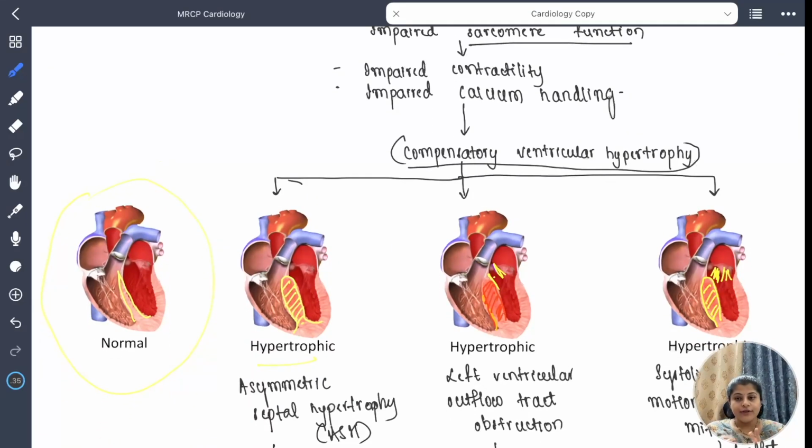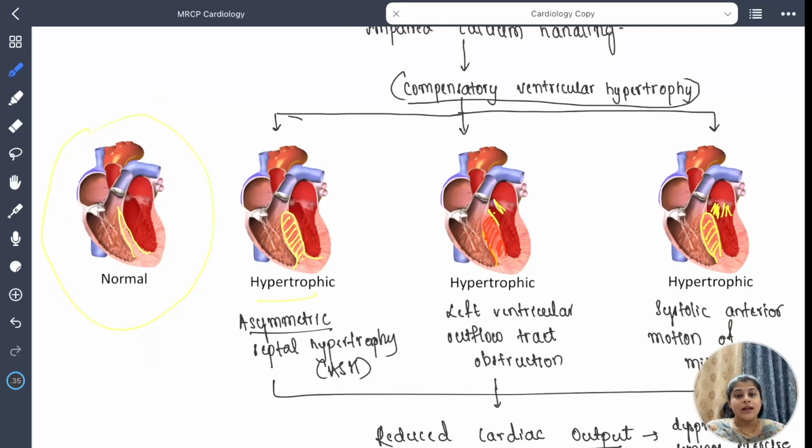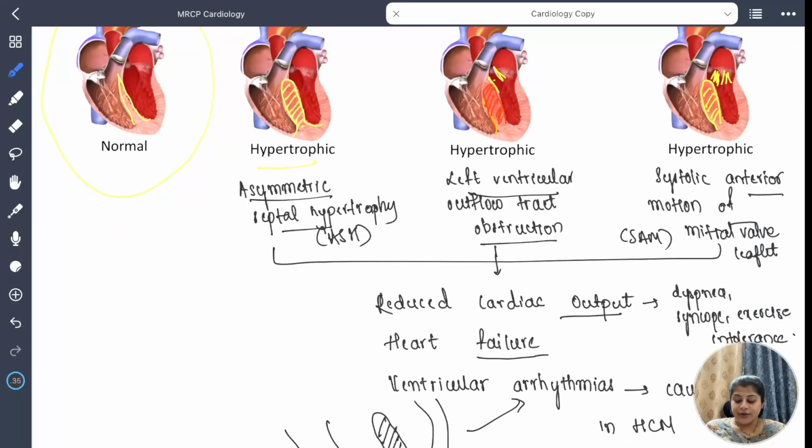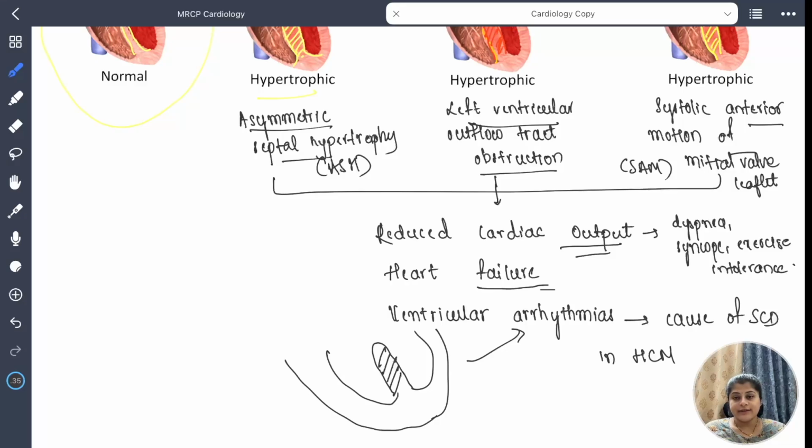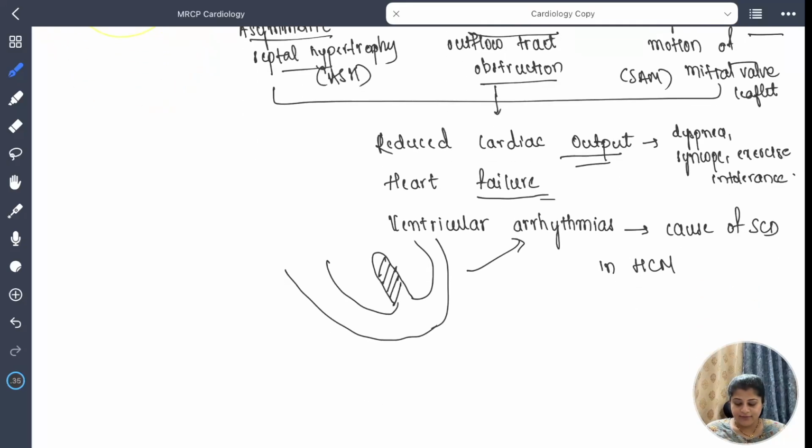Now there are three important features that you will have to remember. So one is the asymmetric septal hypertrophy, then left ventricular outflow tract obstruction, then systolic anterior motion of mitral valve leaflet. This we call as SAM. Okay. So these things will reduce cardiac output, or they might cause heart failure, or they might cause ventricular arrhythmias. The patient will come with dyspnea, syncope, or exercise intolerance. The patient might also have sudden cardiac death or features of heart failure.